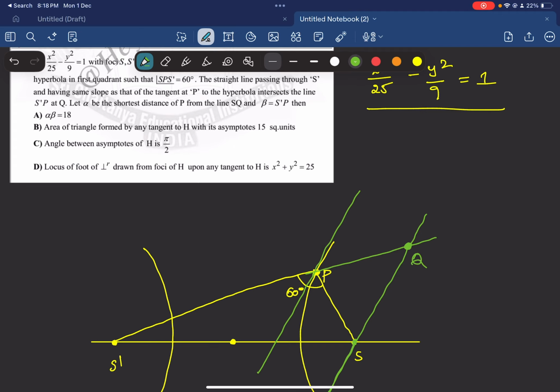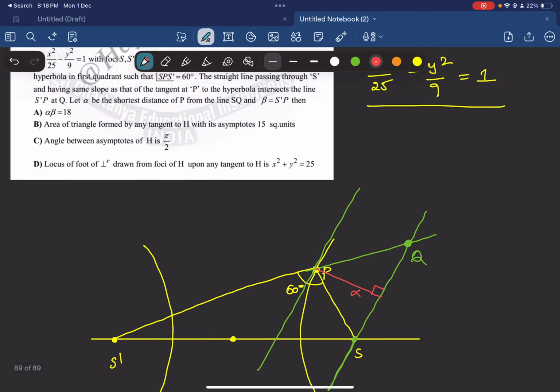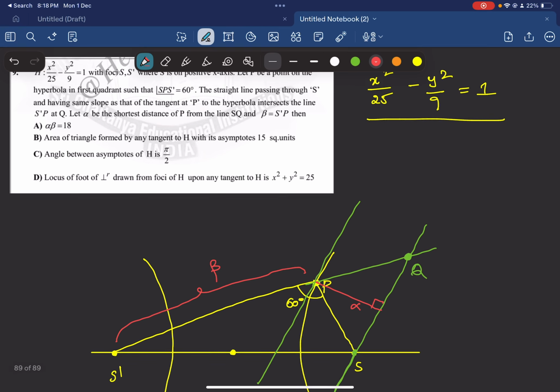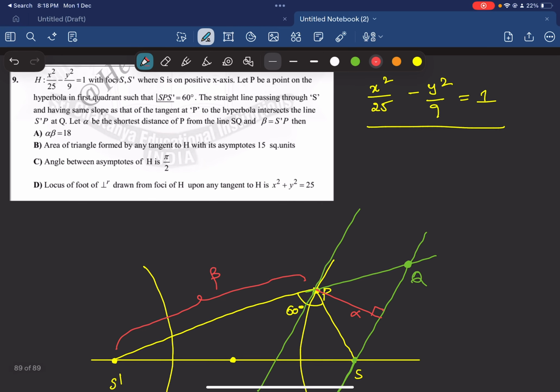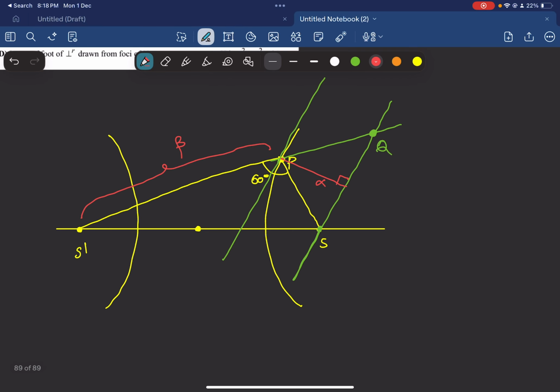All right. Now let alpha be the shortest distance of P from the line SQ. So this distance is alpha, and beta is simply S dash P. This distance is beta. Then they're asking us to find alpha, beta, and the area of the triangle formed by the tangent, the angle between the asymptotes of H, and the locus of the foot of the perpendicular. Okay, fine. So they're asking us to find out alpha and beta.